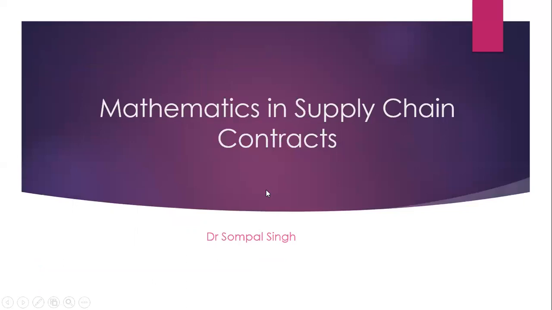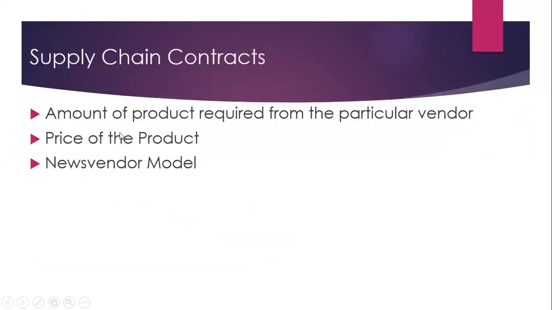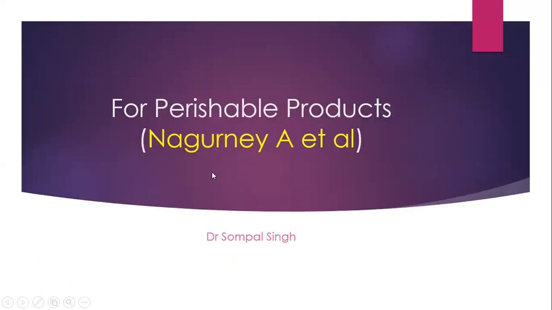Then mathematics in supply chain contracts. This includes estimation of the amount of product required from a particular vendor, the price of the product, and there is also a model known as the news vendor model. Then finally, I'll talk about supply chain management mathematics for perishable products. I have taken it from an article by this author. The article is very interesting. I will give you the reference at the end of this lecture.